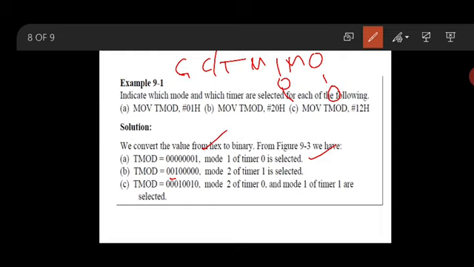Timer 1 is in which mode? Mode 2. If I set the bits, 2 bits here and 2 bits here, timer 0 is operating in mode 2 and timer 1 is operating in mode 1. That depends on your bits; these are not standard, you set them depending on your requirement. I hope this is clear. So 01 and 20 are loaded and configured here.